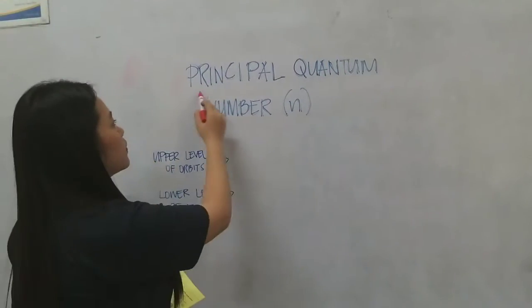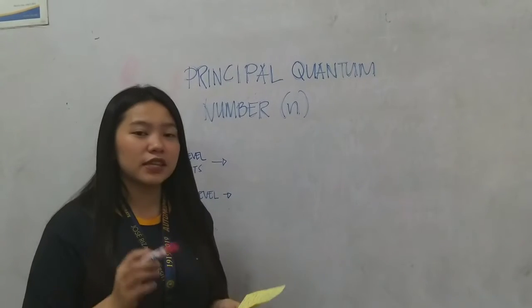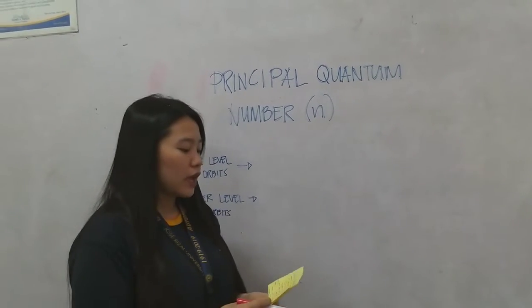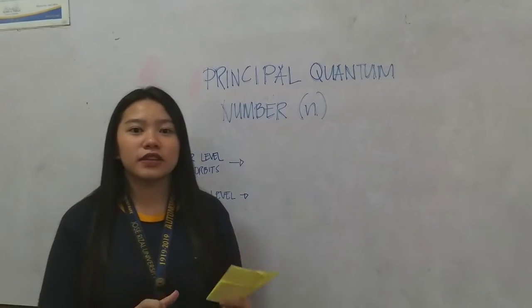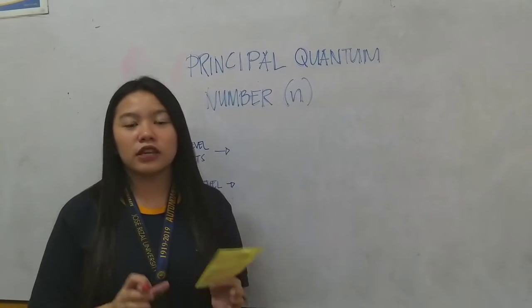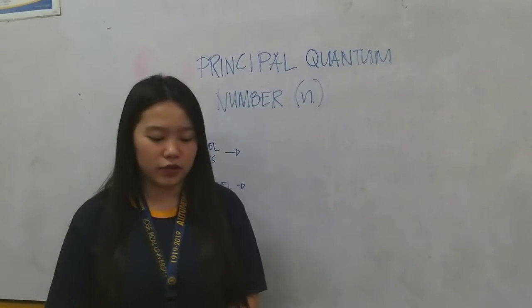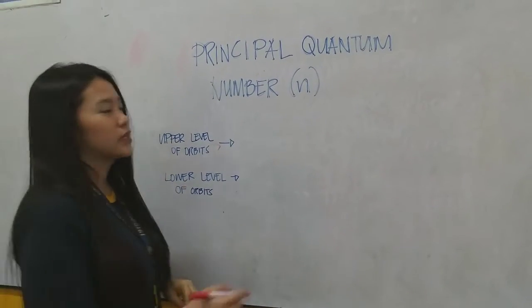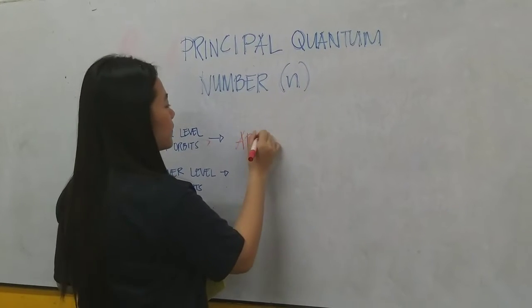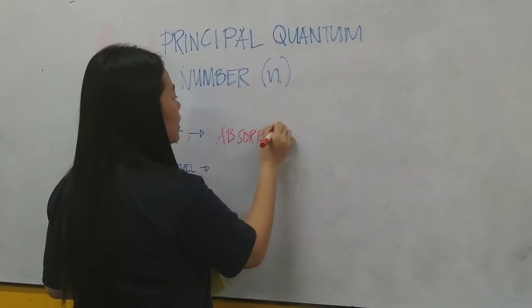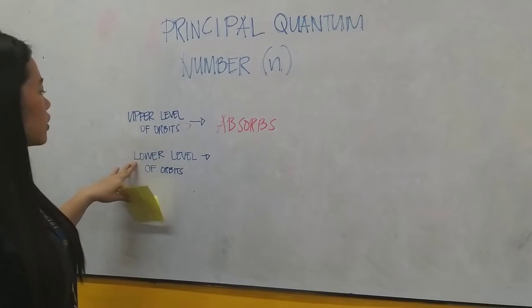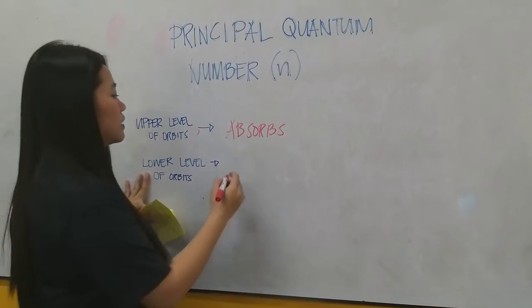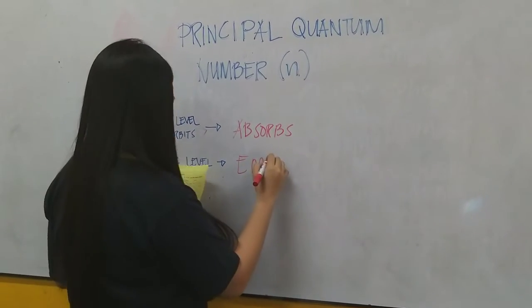The first part is the principal quantum number, which indicates the size of the orbit. The bigger the n is, the greater the distance of an electron in the orbit from the nucleus. If the atom is on the upper level of orbits, it absorbs energy. And if the atom is on a lower level of orbits, it emits energy.